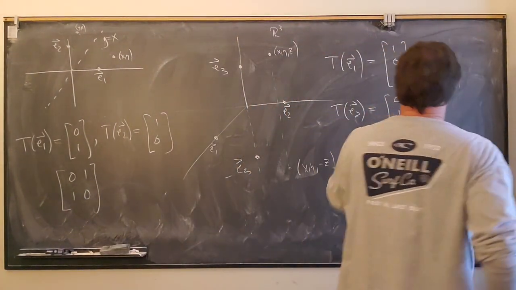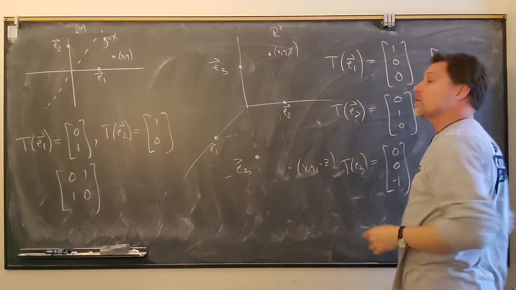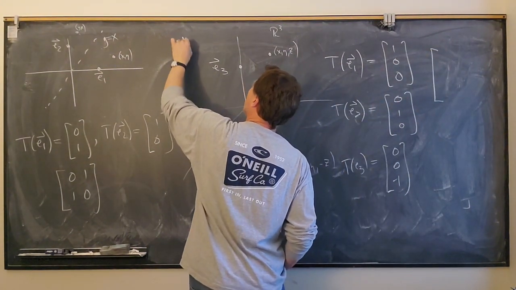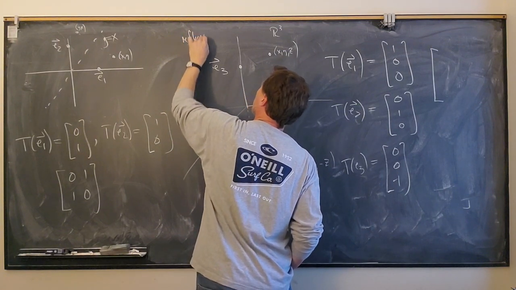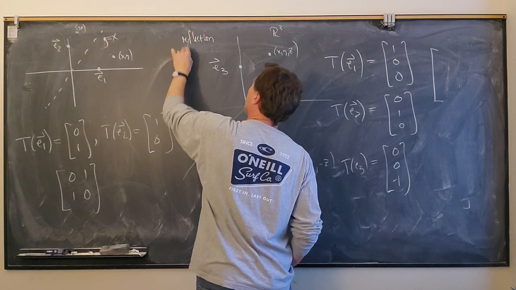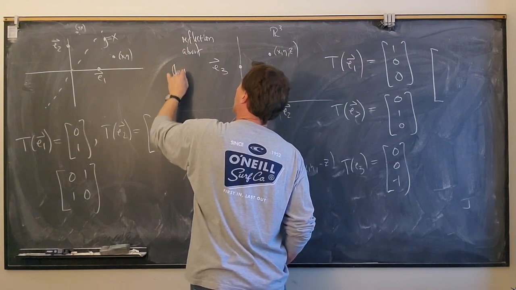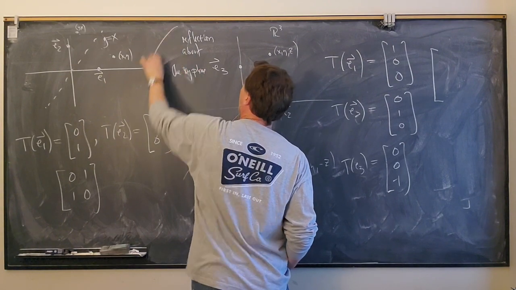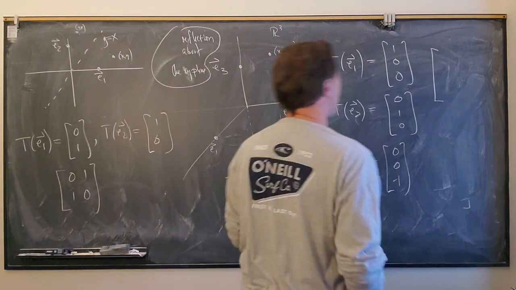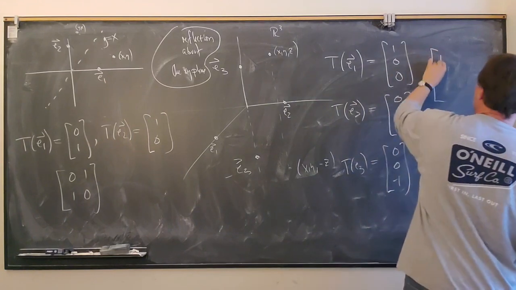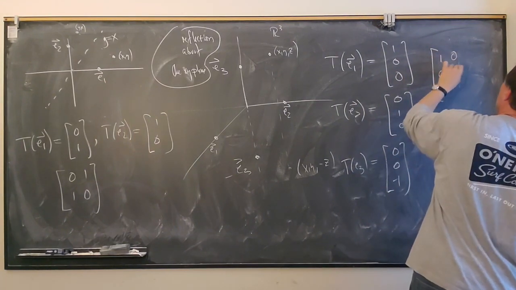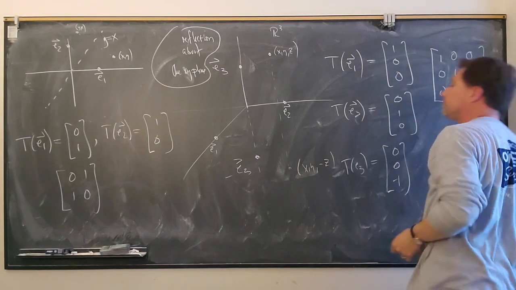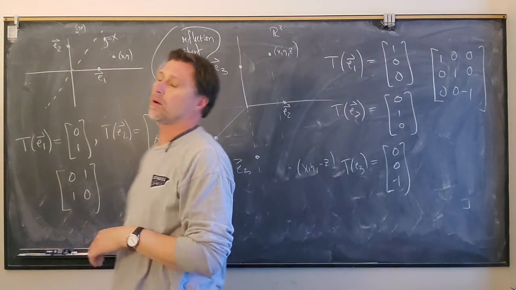So the matrix corresponding to reflection about the XY plane, and I should have labeled this, so this is reflection about the XY plane. The corresponding matrix: column 1 is 1, 0, 0, column 2 is 0, 1, 0, column 3 is 0, 0, minus 1.